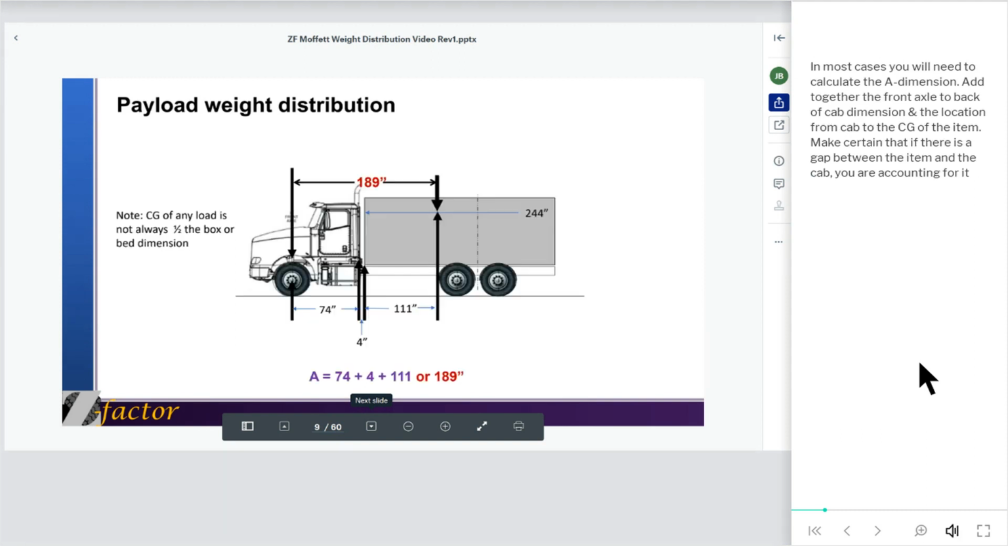In most cases you will need to calculate the A dimension. Add together the front axle to back of cab dimension and the location from cab to the CG of the item. Make certain that if there is a gap between the item and the cab, you are accounting for it.